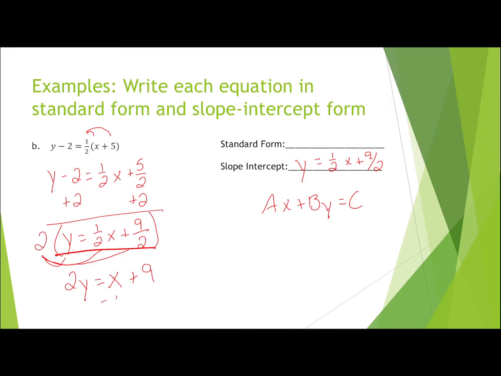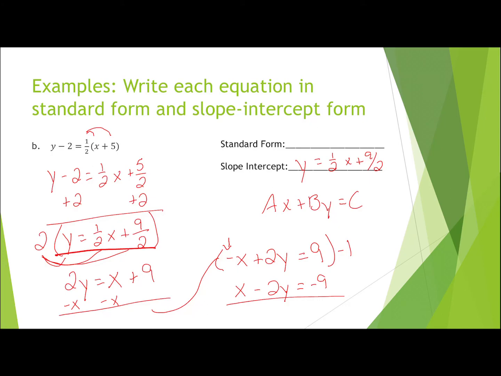X and y need to be on the same side, so subtracting the x gives us, moving it over here, negative x plus 2y equals 9. Remember, the x's and the y's have to come first, or the x comes before the y. But also this can't be negative. Remember we said we couldn't have a negative, so to get rid of it, we'll just multiply everything by a -1 to change our sign. So then that would give us x minus 2y equals -9. That would be our standard form, x minus 2y equals -9.